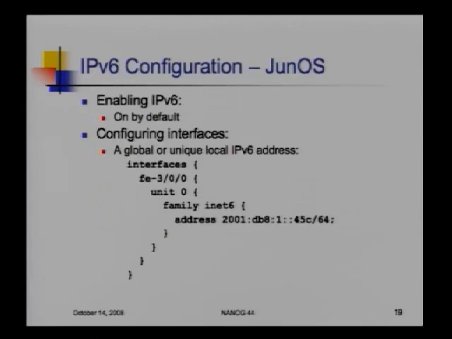We look at the GNOS equivalent, again, relatively straightforward. You go into the INET6 family and you just drop in the address there. So pretty much what you do in v4, you mirror the equivalent for v6. And as with XR, IPv6 is on by default in GNOS.